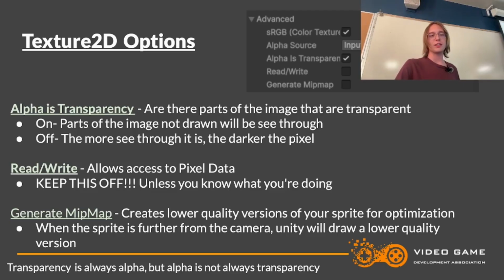Generate bitmap. So this is going to create a lower quality version of your sprite for optimization. This is something that Unity does by itself, actually, which is pretty nice. Basically, it detects how far away the sprite is from the camera, and then it's going to render that resolution of your sprite. It's very nice, but it does increase the size of your image by about 33%. So just keep that in mind.